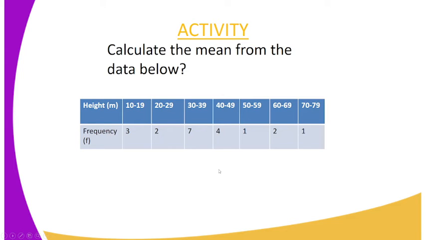And we have come to the end of today's lesson. I'm going to give you this data. There is a table here. You are supposed to use the data in this table to calculate the mean. The data represents height in meters and the frequency of each class or range. 10 to 19, 3. 20 to 29, 2. 30 to 39, 7, and so on until you move to 70 to 79.